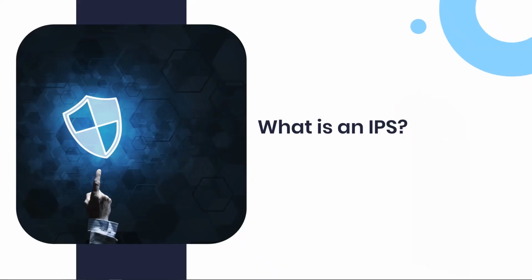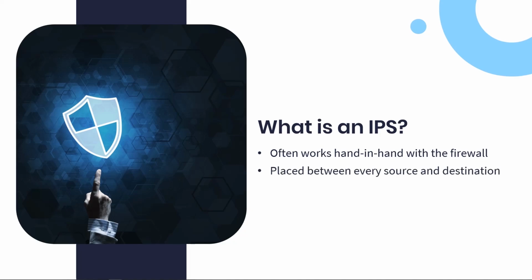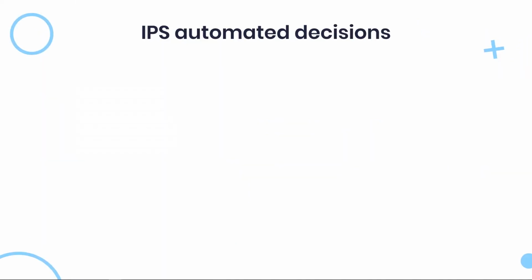An IPS often works hand in hand with a firewall on a system, providing complementary support. The intrusion prevention system is placed between every source and destination. The sources in this case are the points at which the traffic originates from. The destination is the point to which the traffic is sent to. So in most cases, the destination is configured with an IPS, which inspects and analyzes every bit of traffic, and then makes automated decisions based on the pre-configured rules or instructions.